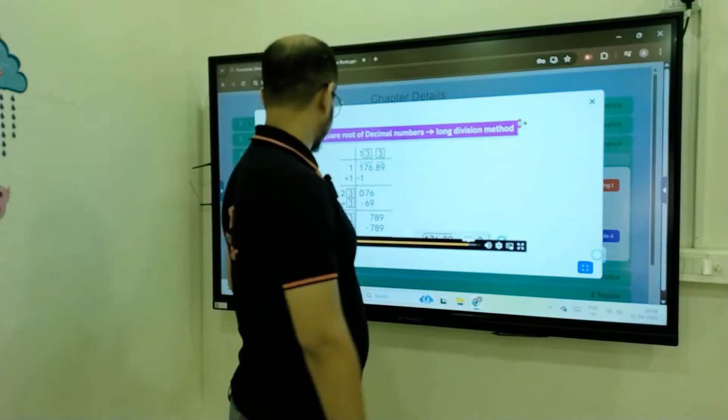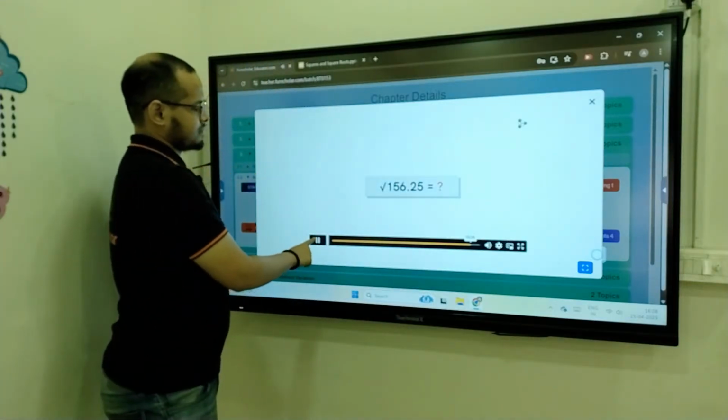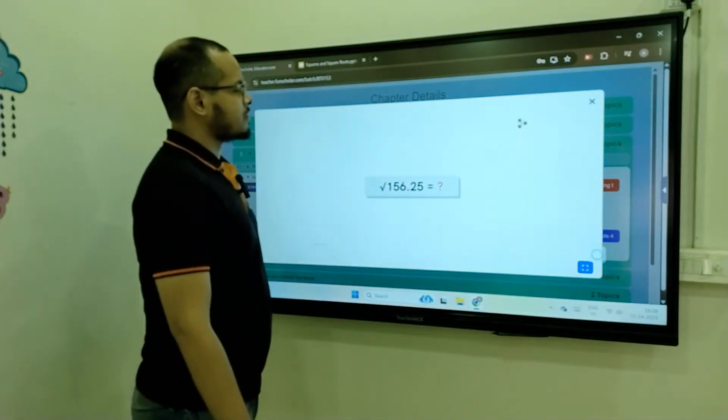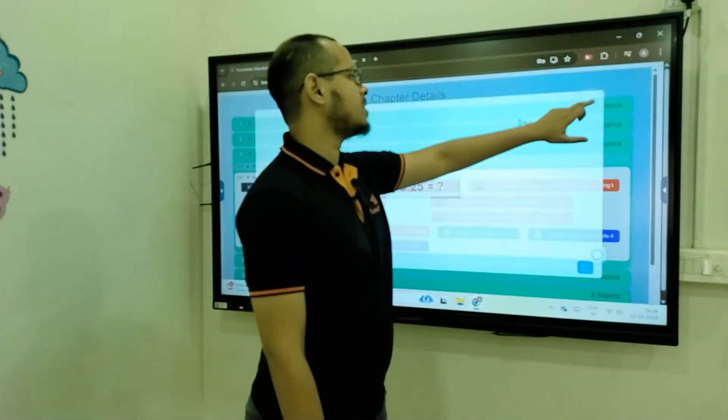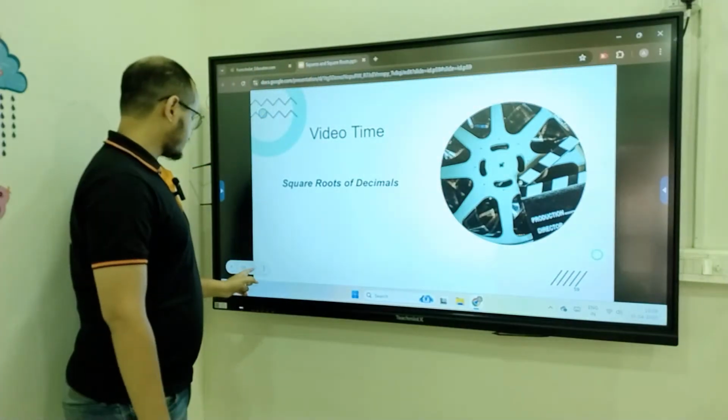Now, using this method, find the square root of 156.25. Okay, try to do this. Find the square root of 156.25 using this particular method, and write the answer down in the comment section.